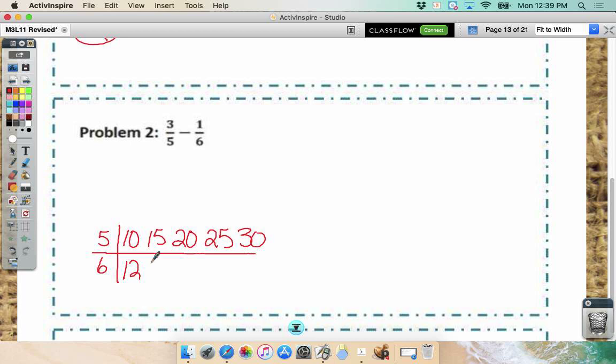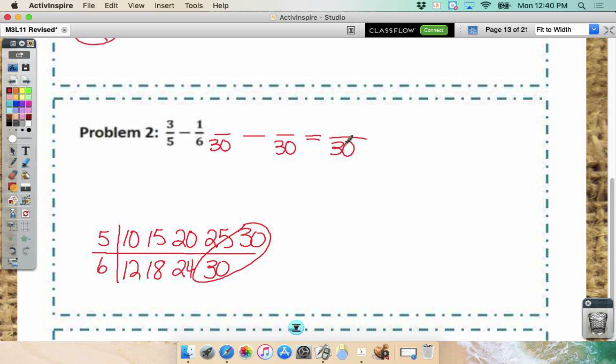12, 18, 24, 30. Okay. So when I multiply these together, I'm going to get 30, correct? Is 30 my least common multiple here when I do the skip counting? Yes. It is, okay? So we're just going to trust that 30 is going to work. Is 3/5 larger than 1/6? Yes. Okay.